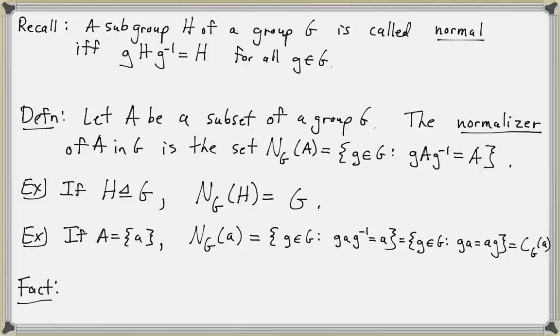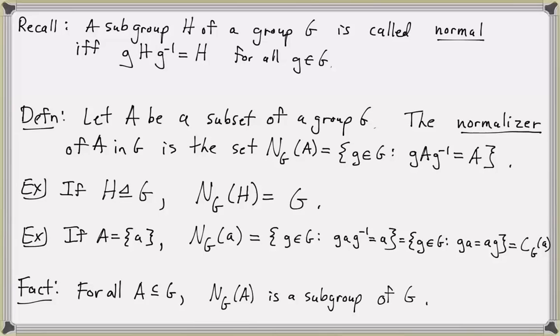And again, the fact that I mentioned earlier, that it turns out for any subset A of G, again, this is not a subgroup necessarily, the normalizer of the set A in G is a subgroup of G. And it is this important subgroup that will help us count the number of Sylow p subgroups of a group G and will help us prove Sylow's third theorem.